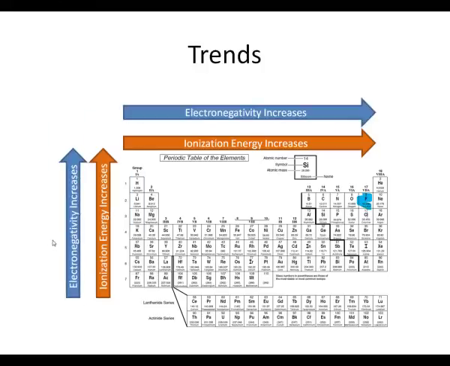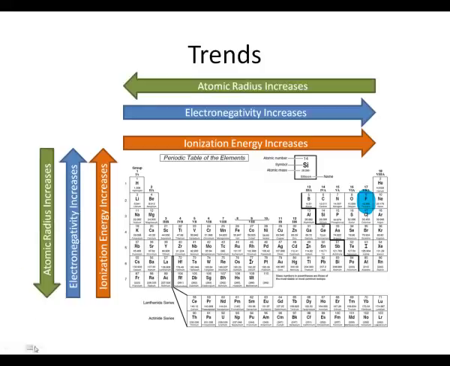Next is electronegativity. Again, as you go up and to the right, that increases. So fluorine, once again, has the highest electronegativity as well as ionization energy. So basically, the closer something is to fluorine, the higher the ionization energy and electronegativity are going to be.